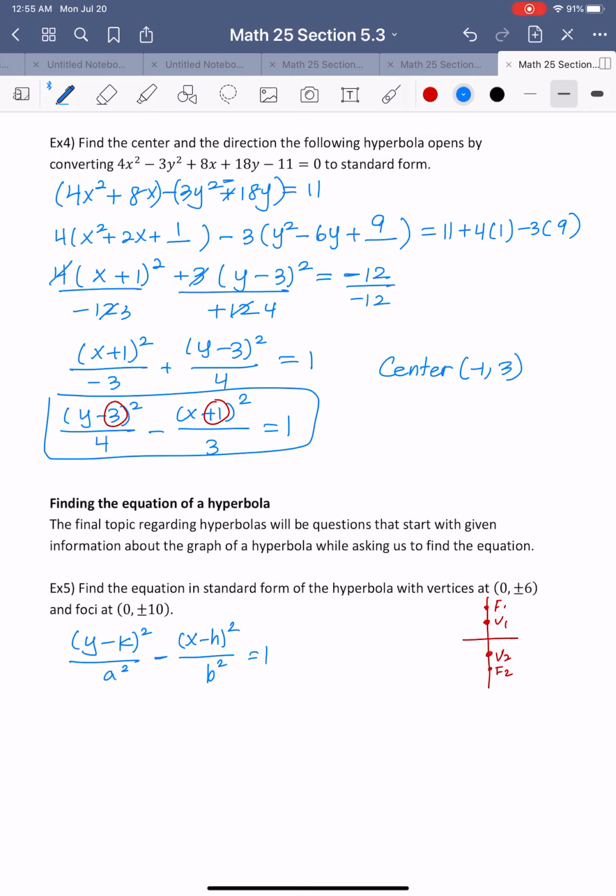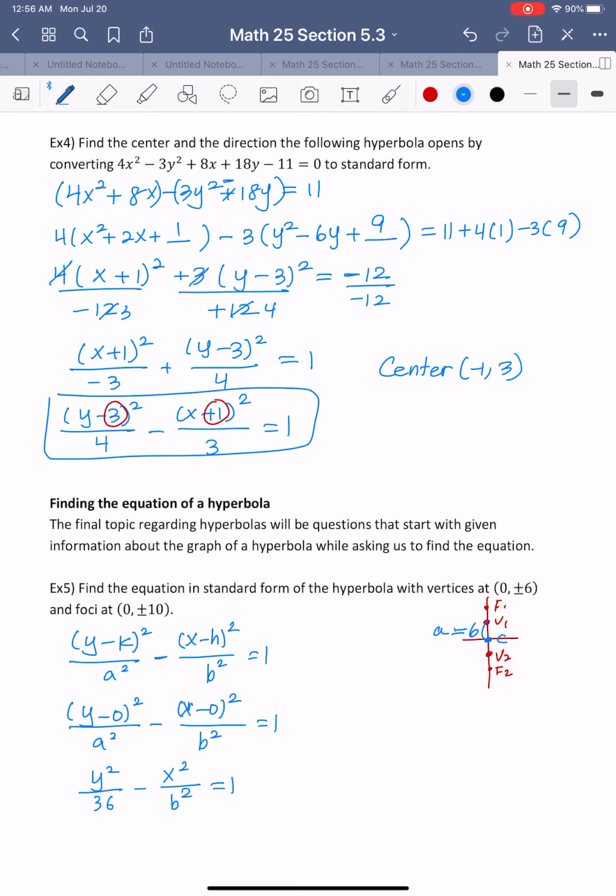Okay, so the center is the midpoint between the two vertices, which is 0, 0 this time. So h and k is 0, 0. So y minus 0 squared over a squared minus x minus 0 squared over b squared equals 1. And also, a is the distance from the center to the vertex, which is 6. So a squared is 36. So I got y squared over 36 minus x squared over b squared equal to 1.